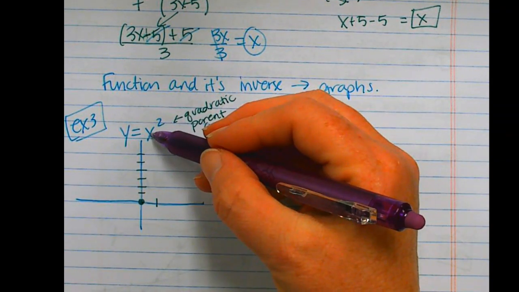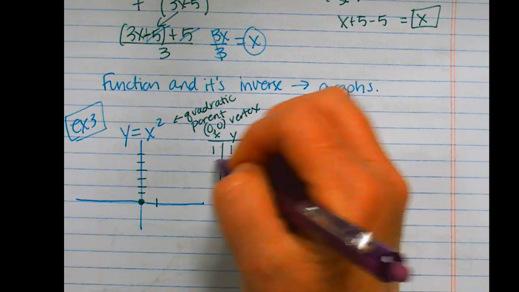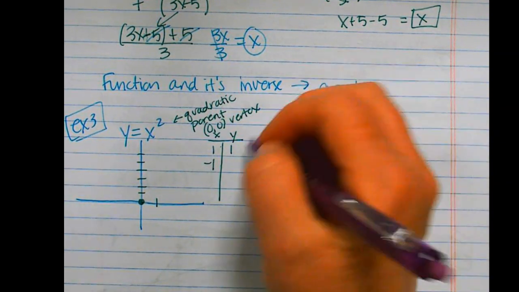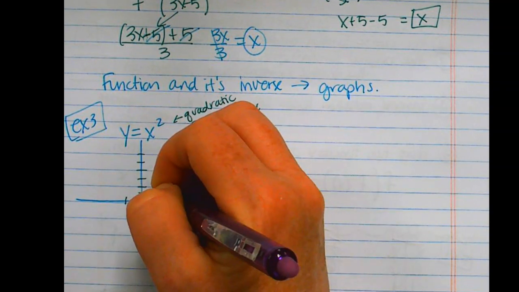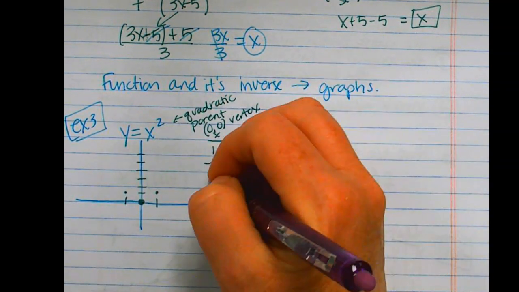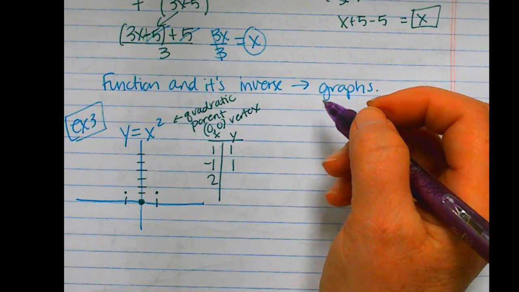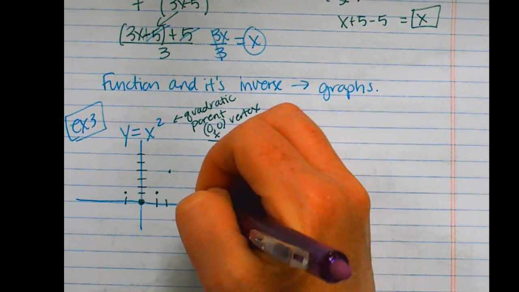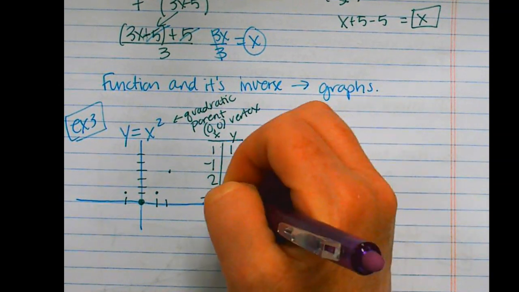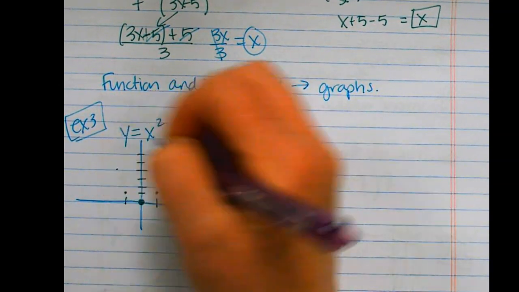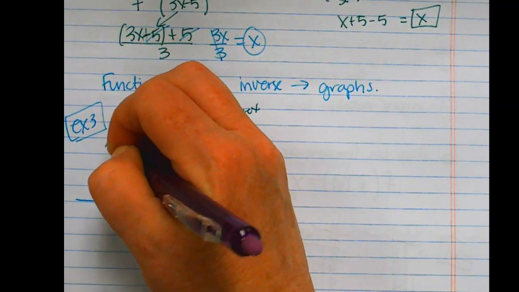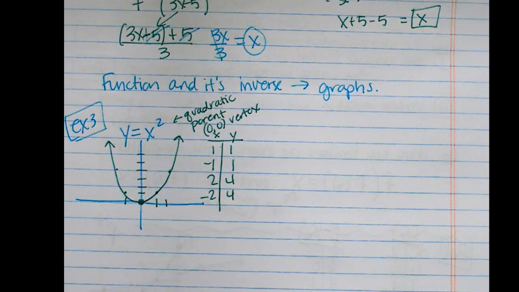1 right here. 1 squared? 1. Negative 1 squared? 1. So we've got 1 and negative 1 give the same point. How about 2 squared? So 2 is at 4, and then negative 2 squared? 4. So we have this parabola that we remember from before, and it's round at the bottom. Remember, not pointy. It's kind of round at the bottom.